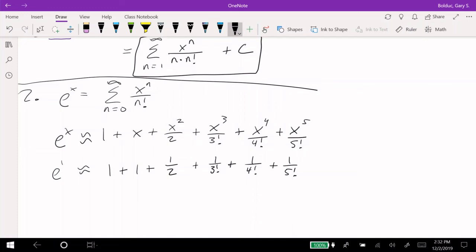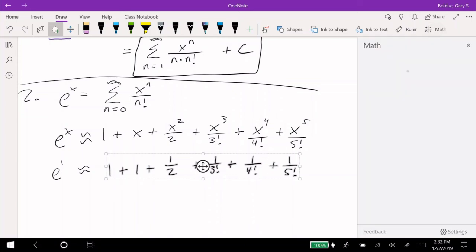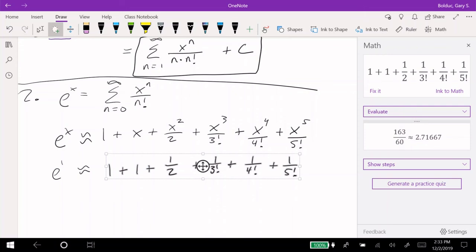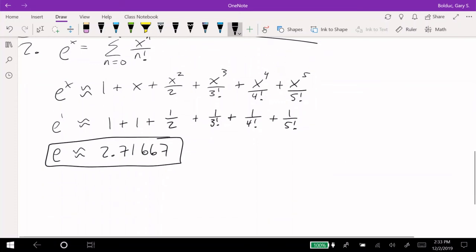So let's see if this little math tool is going to work for us. If not, we could just plug it into the calculator. But let's give it a shot. Let's see, is this going to like us? Aha! Evaluate. And there we go. So just using the first 6 terms of the Maclaurin series, we get that e is approximately 2.71667. That is our approximation. Not bad. Okay, so that was it for 2.